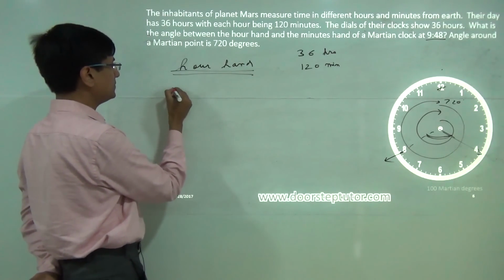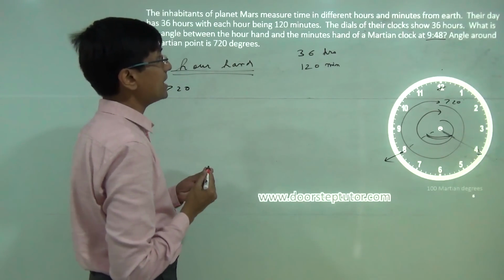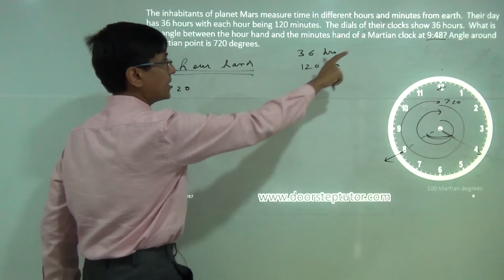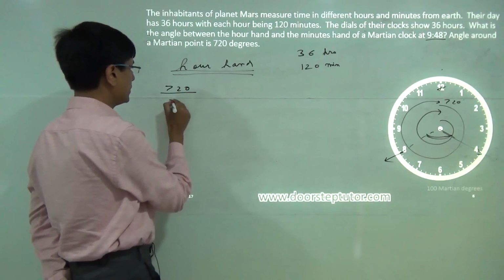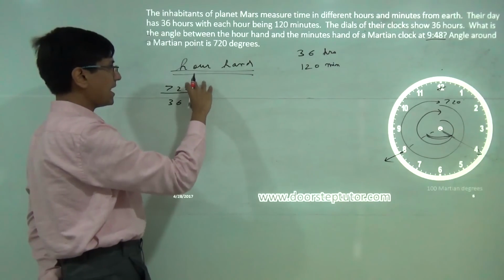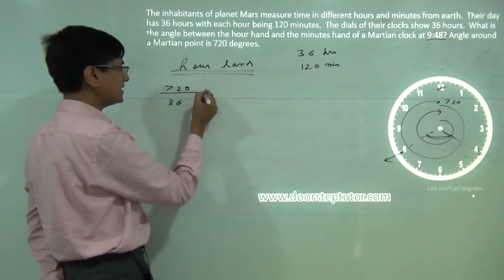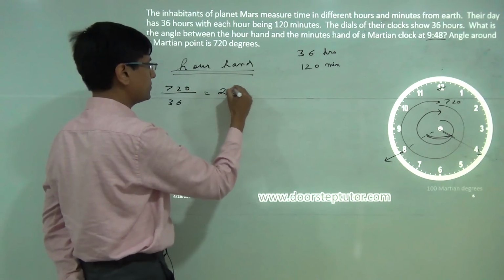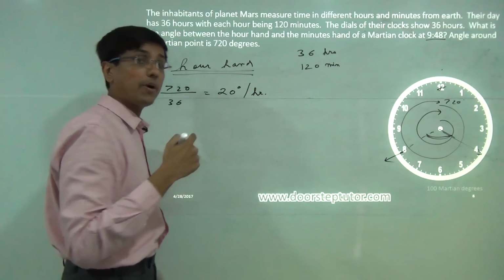What is that angle? The entire 720 degrees are covered in how much time? A Martian day has 36 hours. So therefore, this entire angle, 720 degrees, this entire circle, is covered in 36 hours, or the speed becomes 20 degrees per hour.